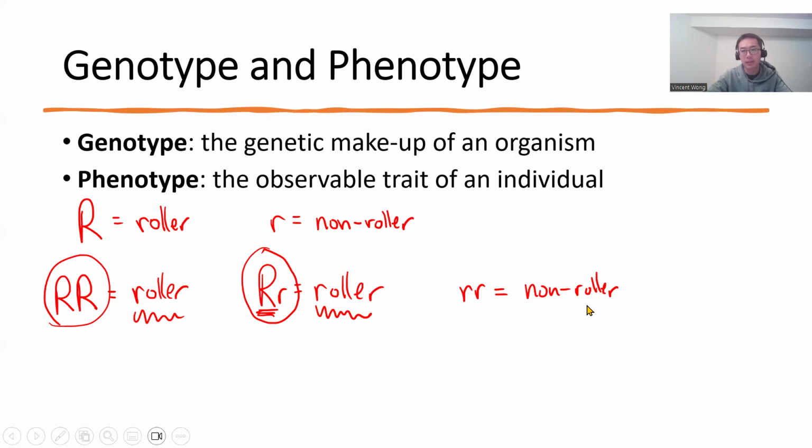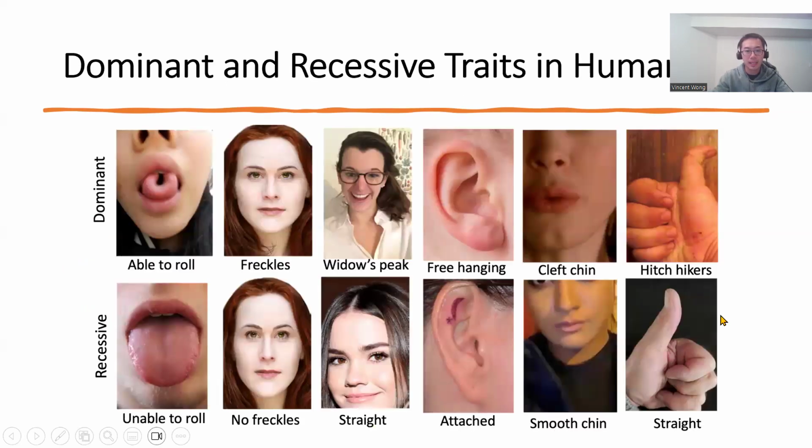Let's pick another thing here. Let's pick, I don't know, free hanging and attached. Like you can look at your earlobe, right? Is it dangling or is it attached? Mine is dangling. I don't know about yours. Mine is free hanging. So free hanging is big F, and then attached is small f, okay?